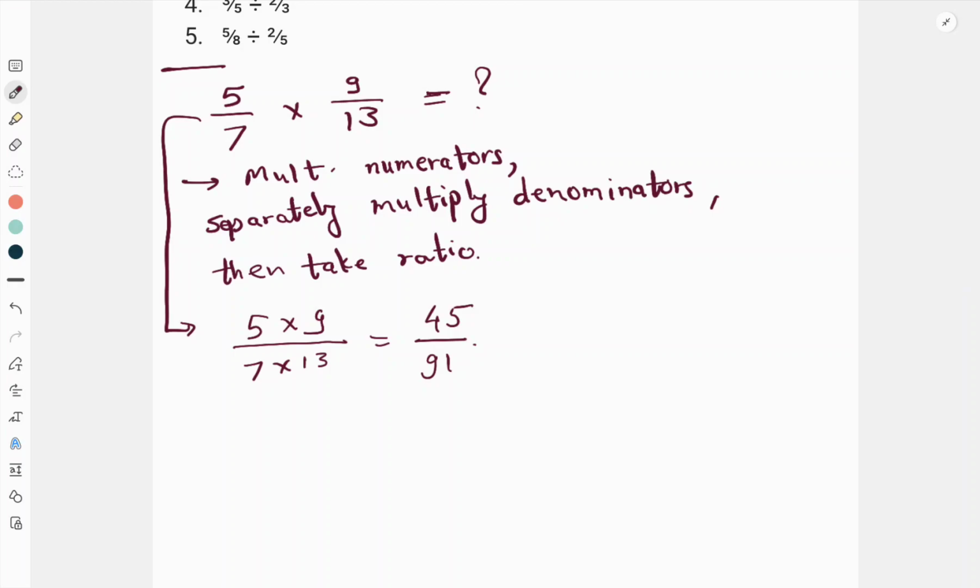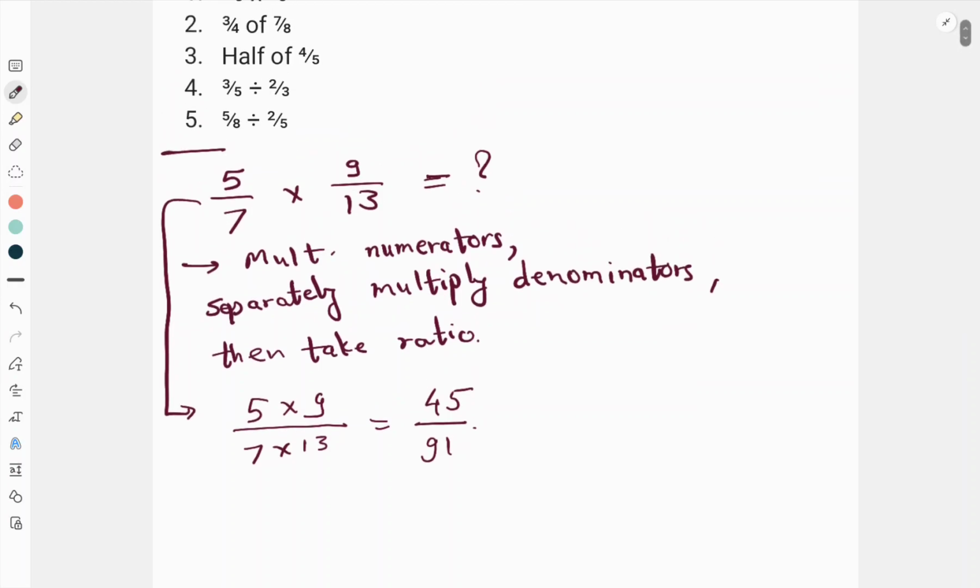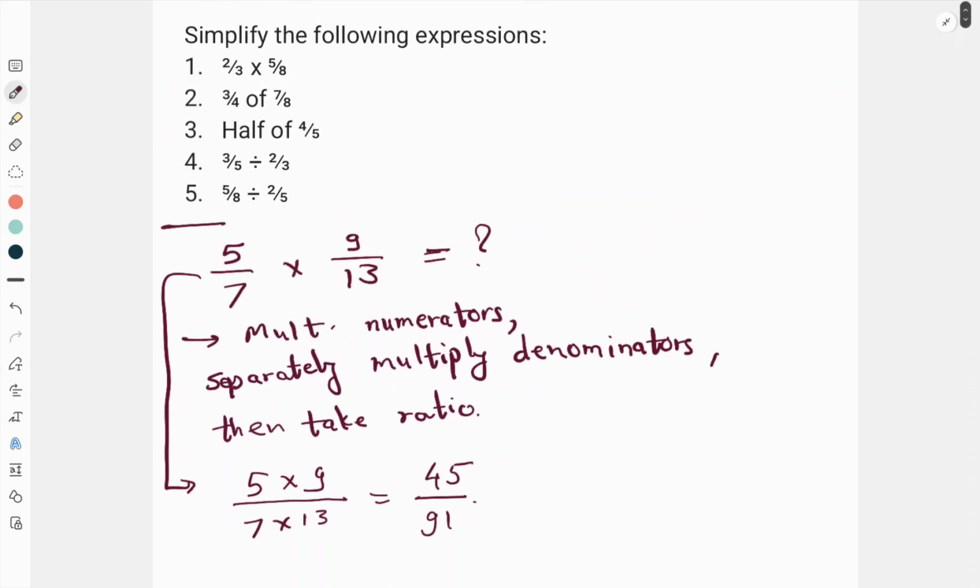You can simplify this somewhat by taking common factors from the numerator and denominator and cancelling them out, so that you get a fraction that is expressed as a ratio of smaller numbers, but that's a further simplification. The actual answer is always multiply numerators, multiply denominators. So let's go over these individual problems separately.